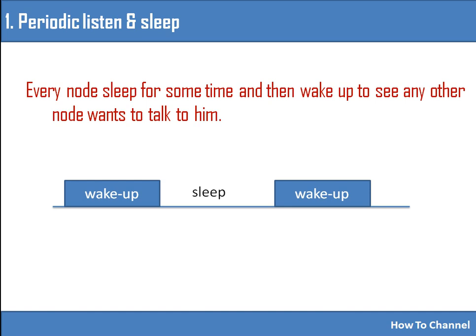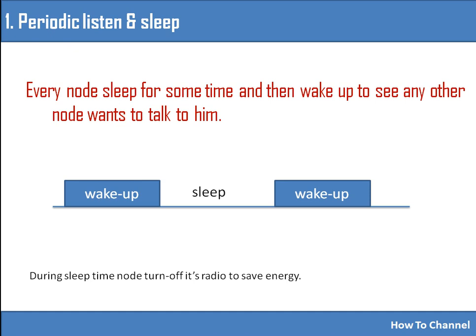So first one. The SMAC protocol suggests that if a sensor node is active, it will consume more energy. So instead of keeping that node active for its entire lifetime, SMAC suggests that there will be a schedule, like for some time it will sleep, for some time it will wake up. In the time when that node wakes up, it can receive packets, but in the time of sleeping that node will turn off its radio and thus save energy.